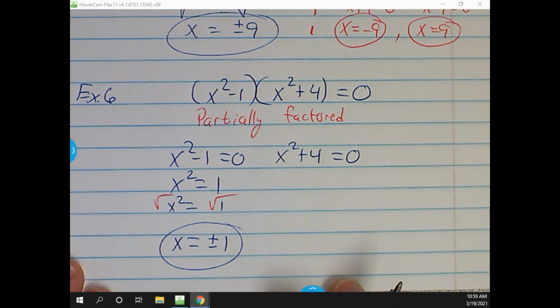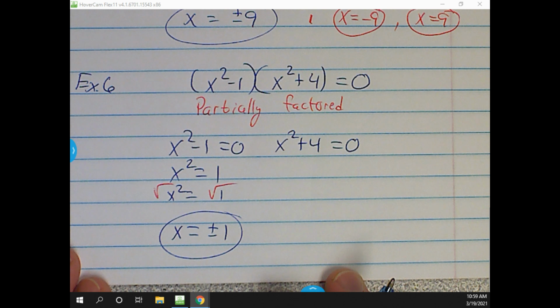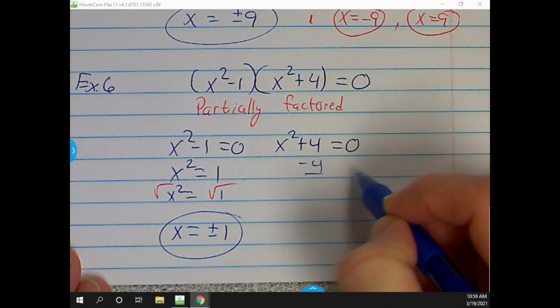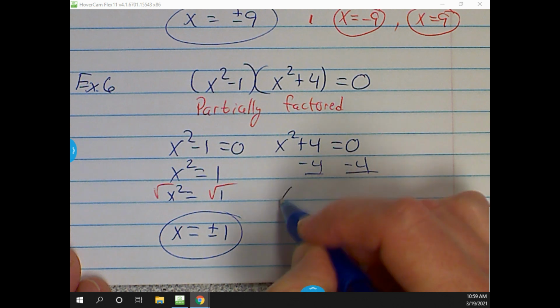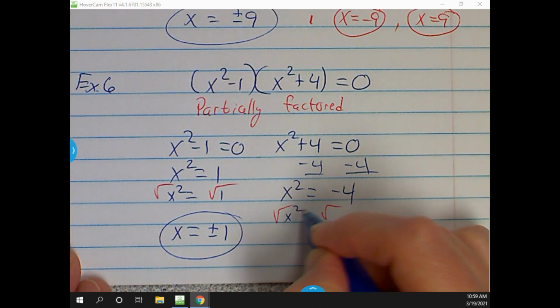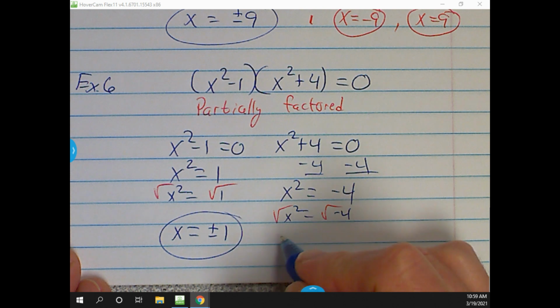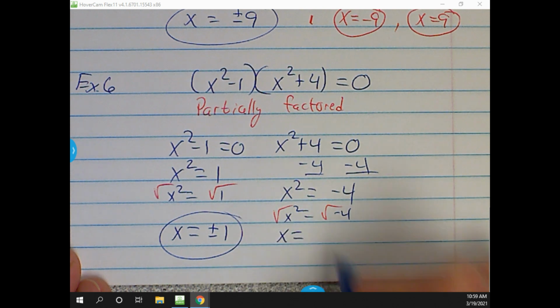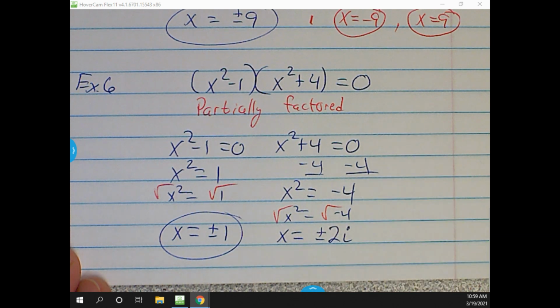Everybody goes, well, can we just do the same thing on the other one? Yeah, we can, because it's just x squared and a number, so we can move that 4 over to the right-hand side, and then we can square root it. So x would equal plus or minus 2, but again, because it's a negative number, we've got to have the i to go with it.